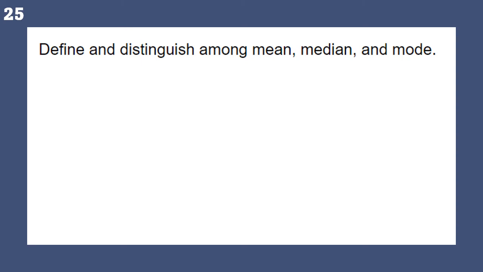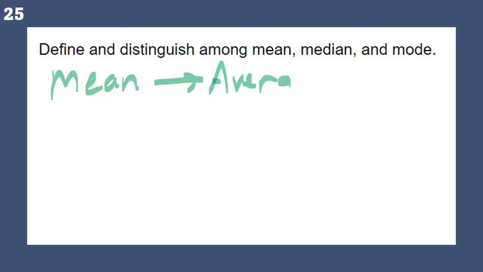Let's just define and distinguish among mean, median, and mode. So first up, mean is the average, okay? Now there's a few different ways we talk about mean, but the big one is to just say we're finding the average, and that's actually our formula. If we're in Excel, we say equals average, and it'll calculate mean. And we just put the numbers we want.